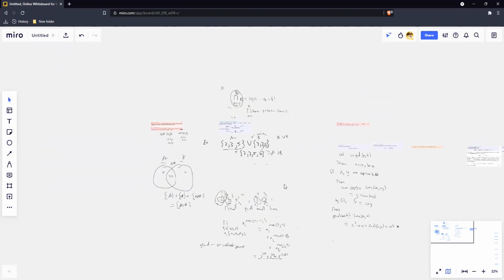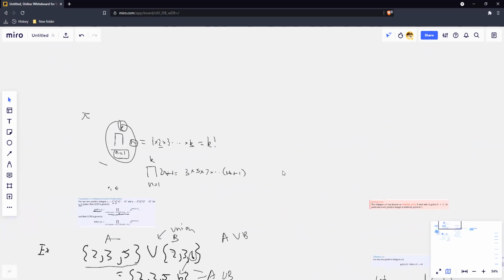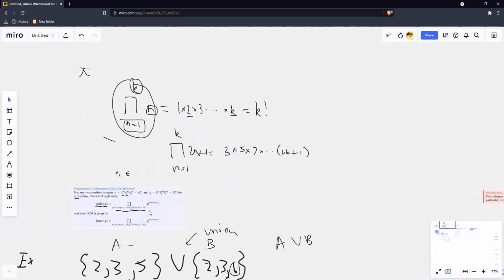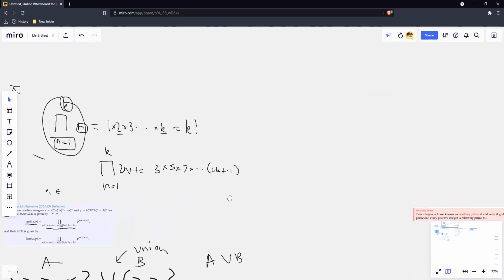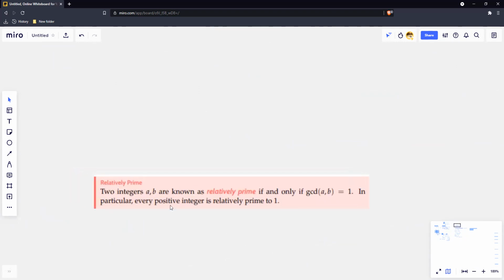I'm trying not to take too much time since we have a good amount of examples to cover as well. So hopefully you understand this notation. Hopefully you understand the intersection and union. Okay. And then we went through this last week, but here's a review.